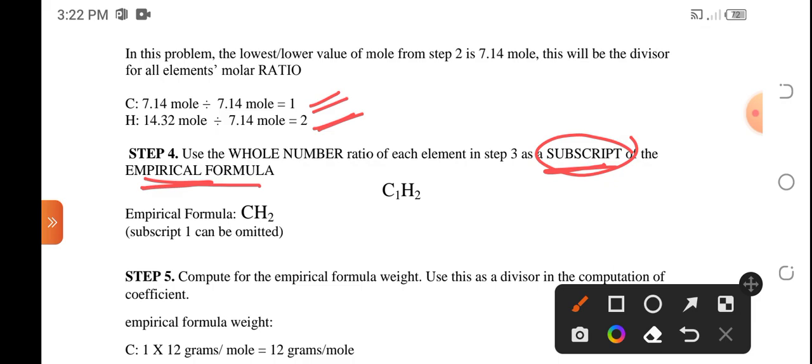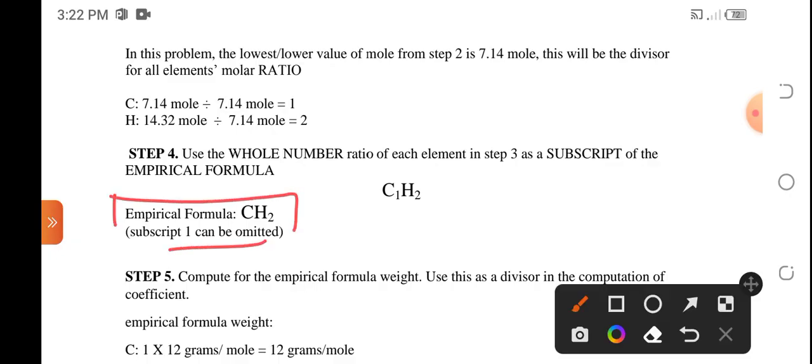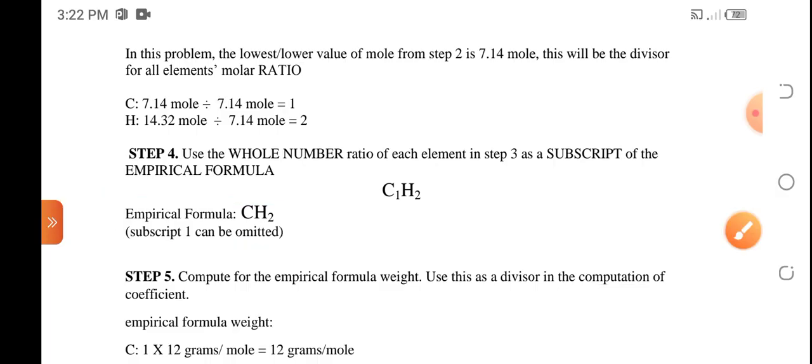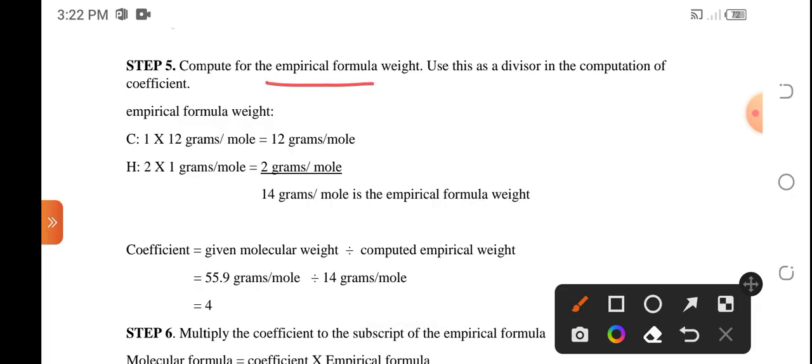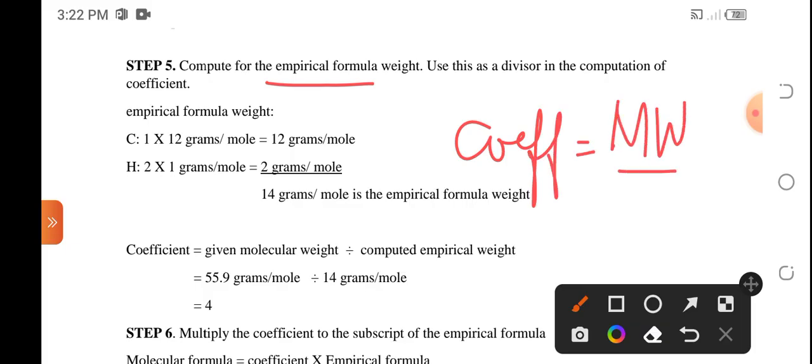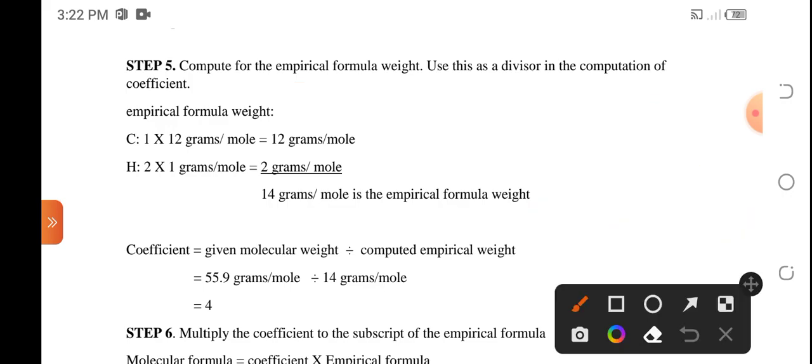So therefore, the empirical formula is C1H2. But since a rule is if the subscript is just 1, you have to omit it. So therefore, the final empirical formula is CH2. Okay, moving on to step number 5 for the computation of the coefficient. Coefficient, sabi natin kanina, is equal to the molecular weight divided by the empirical weight. So we have to compute first for the empirical weight coming from the empirical formula.